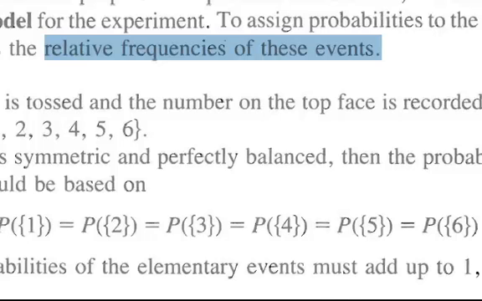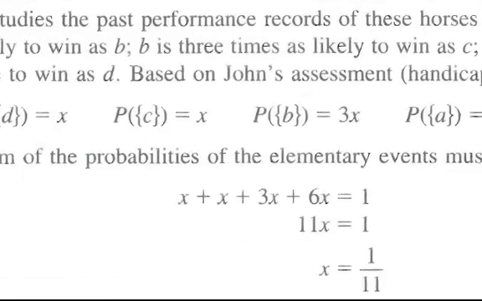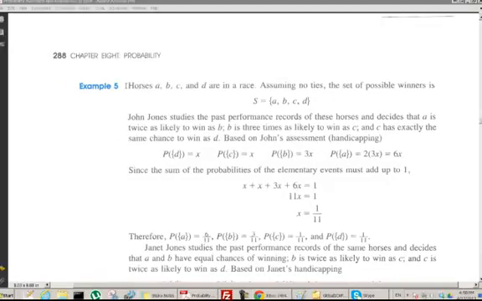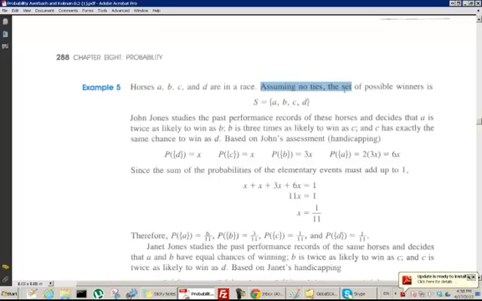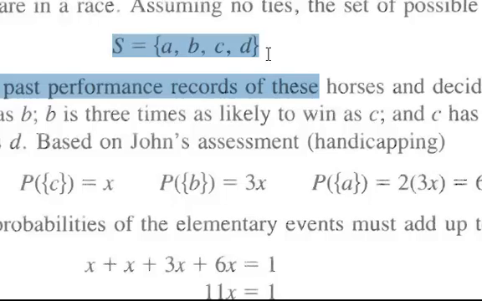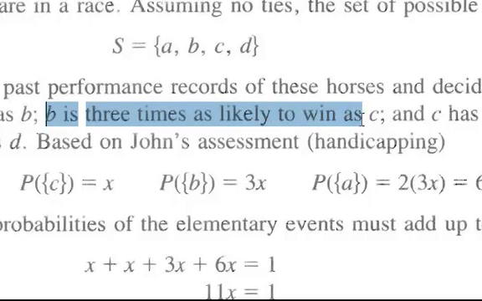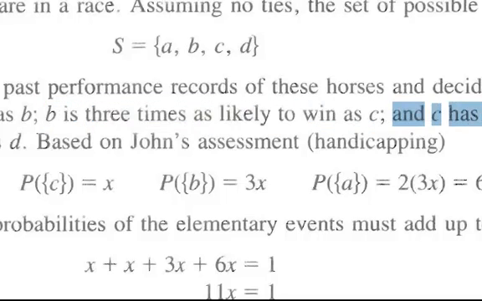Now, okay, let's take another look at another example. Example 5. Horses A, B, C, and D are in a race. Assuming no ties, the set of possible winners is this, right? Either A can win, B can win, C can win, or D can win. John Jones studies the past performance records of these horses and decides that A is twice as likely to win as B, B is 3 times as likely to win as C, and C has exactly the same chance to win as D.